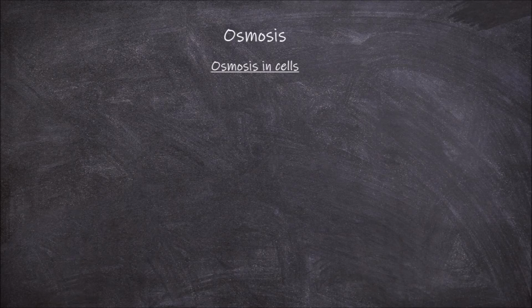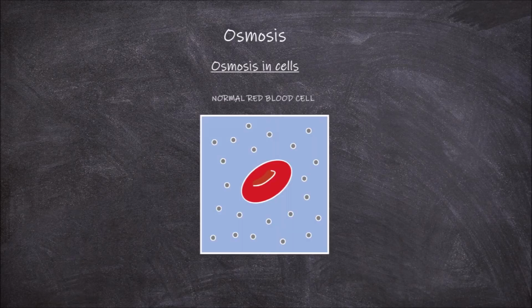When osmosis occurs in cells, it can cause the cell to shrink or swell and sometimes even burst. If we use the red blood cell as an example, here we have a normal-looking red blood cell. It is in an isotonic solution, which means it has the same solute concentration as that inside the red blood cell. In this case, water moves in equal amounts into and out of the cell.